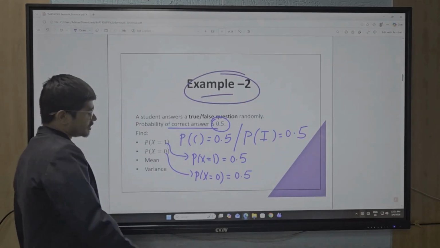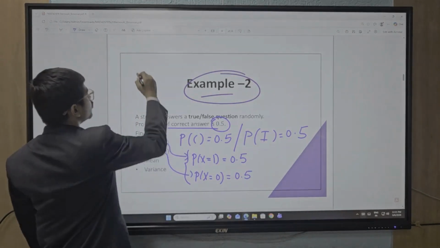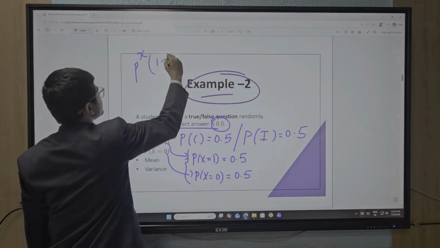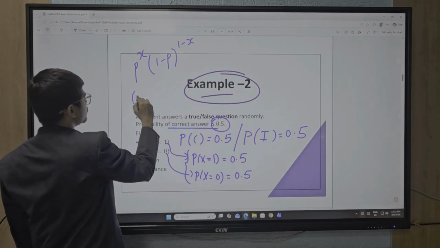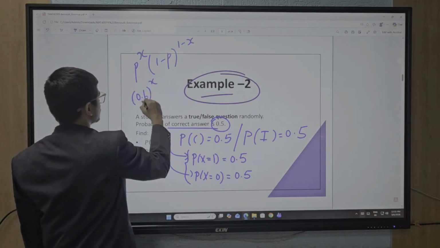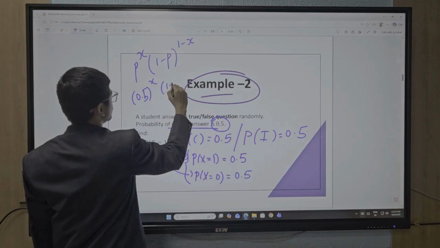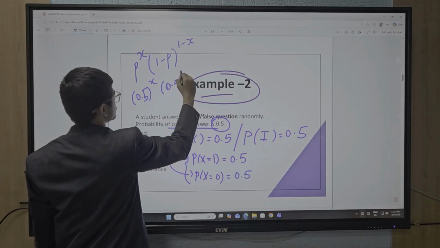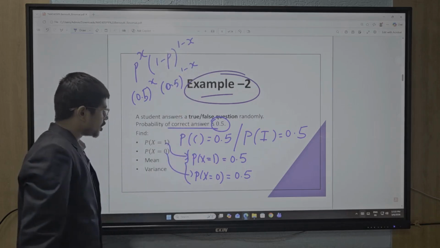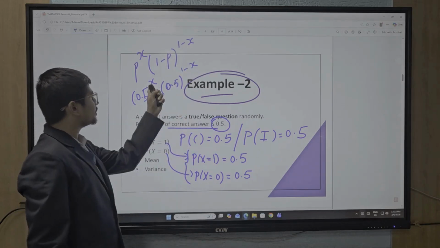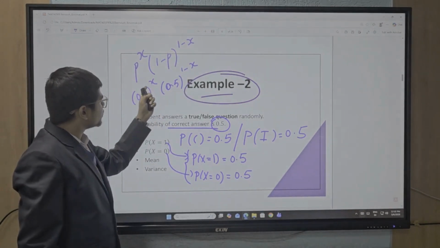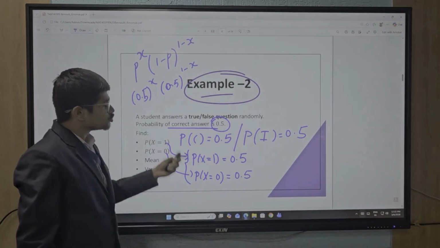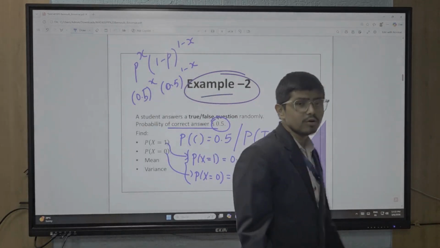How can we solve this using the formula? Put the value into p raised to x into 1 minus p raised to 1 minus x. So 0.5 raised to x into 0.5 raised to 1 minus x. Whenever x equal to 1, this term is 1, and whenever x equal to 0, this term is 1. So overall you get the answer 0.5.